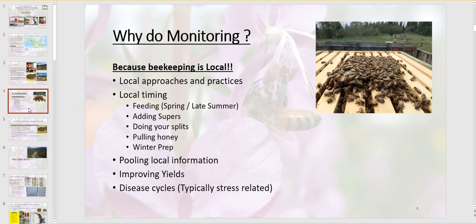So why do monitoring? One, beekeeping is local, so if you don't have much information on your area, then collecting data is really important. It helps you with determining the local approach and practices, timing, pooling information and sharing with other beekeepers, improving your yields, and understanding the bee cycles and the typical stress-related ones.